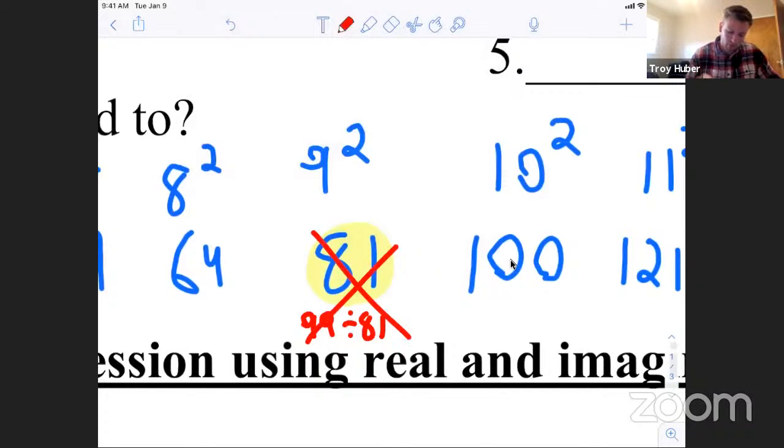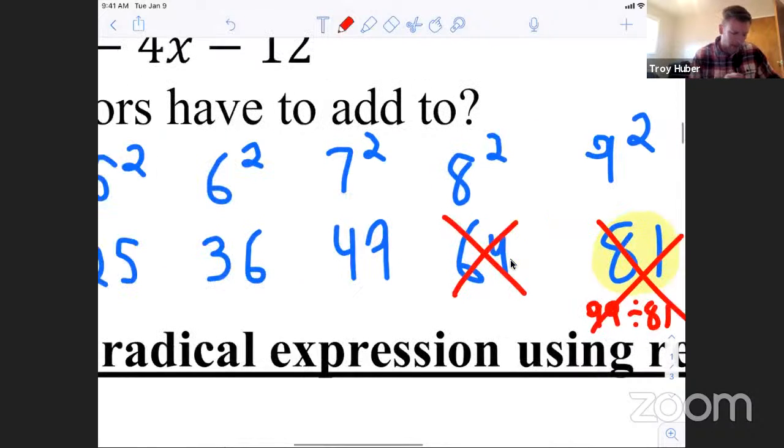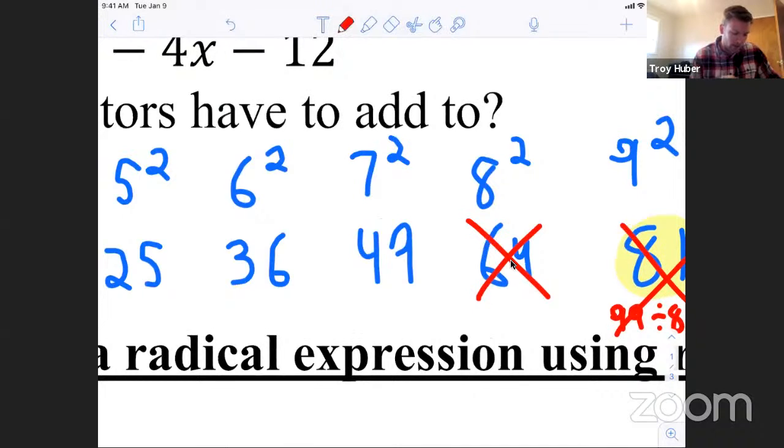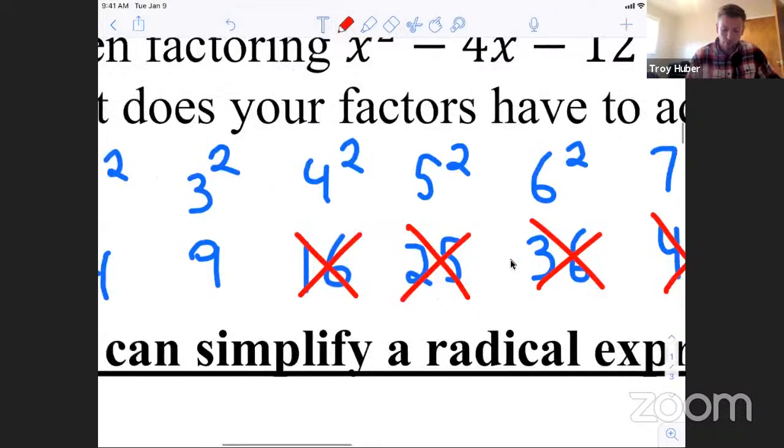Nope, that doesn't work. What about 99 divided by 64? Nope. 99 divided by 49? Nope. 99 divided by 36? Nope. 99 divided by 25? Nope. 99 divided by 16? Still no. 99 divided by 9? Ooh, we found one.